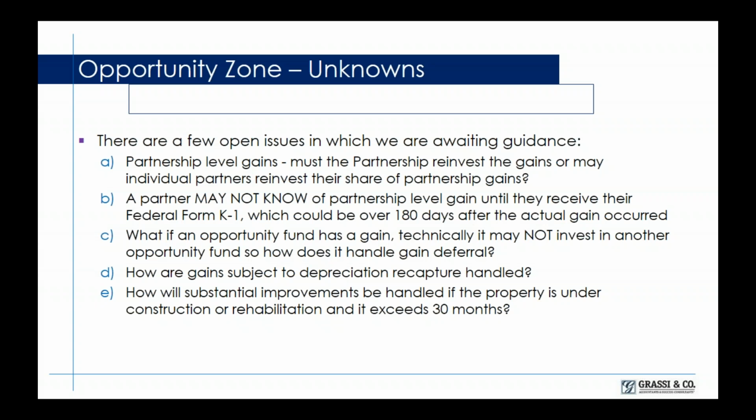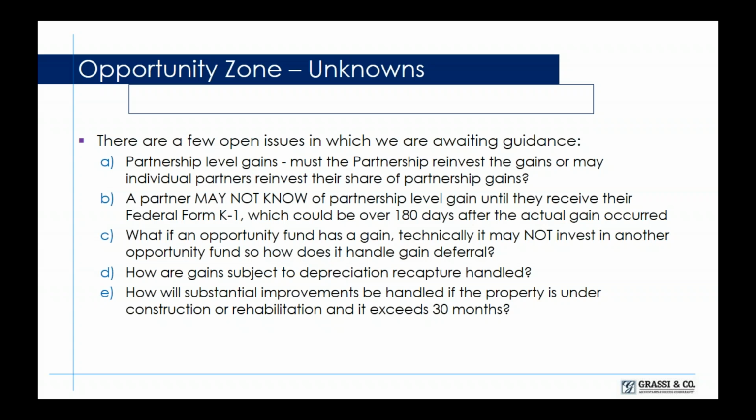So the first open item is we got partnership level gains. The partnership level gains, it was actually addressed in the proposed regulations, and the partnership can make an election to defer the gains. However, the partnership doesn't have to do that. Each individual partner may elect to defer the gains on its own. So you have to look at it, see whether or not it makes sense for the partnership, depending upon how many partners it has, to make that election, or to allow the partners at their level to make that election.